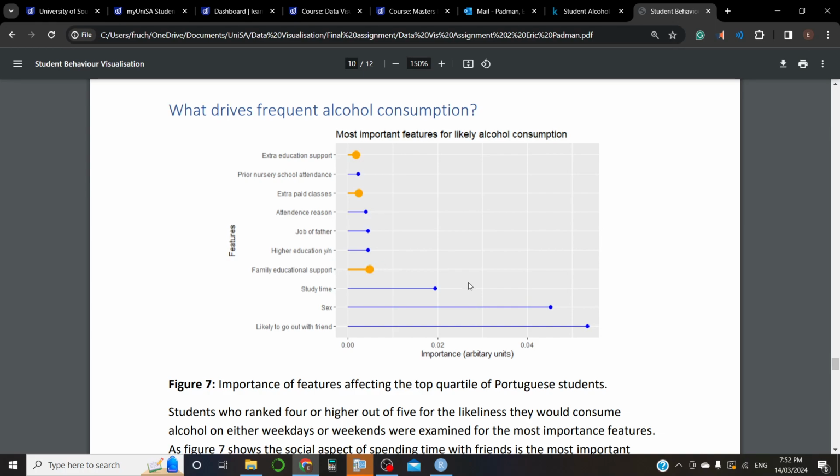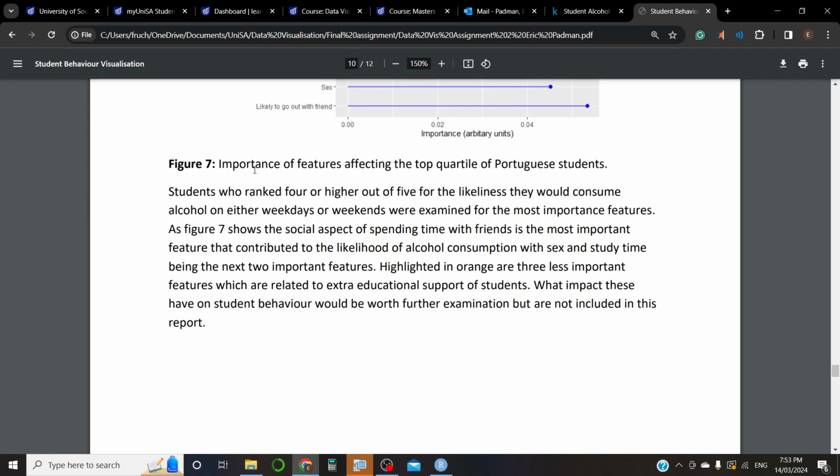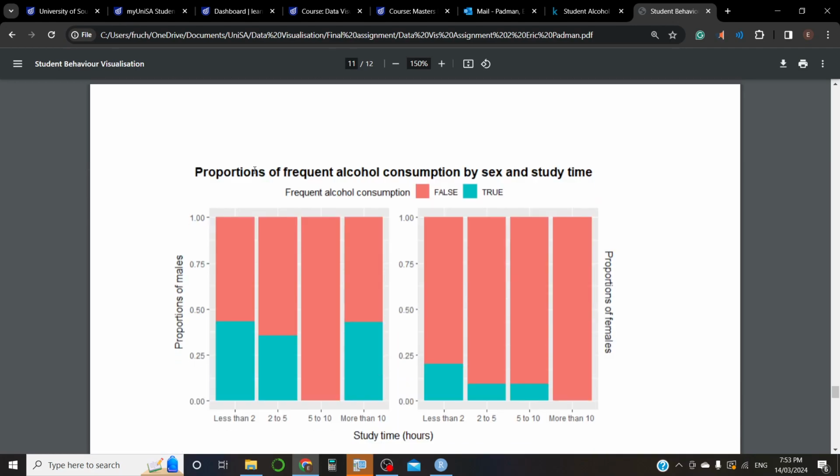But it's mainly the social aspect that seems to be the most high, and there's also a big gender disparity in terms of that. So the importance of that featured more in terms of gender and social aspects. And frequent alcohol was, as I said, a variable I derived from the raw data, and I'll explain that later on. So I might just run through the rest of this bit quickly.